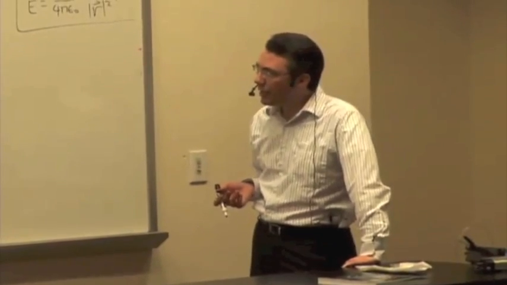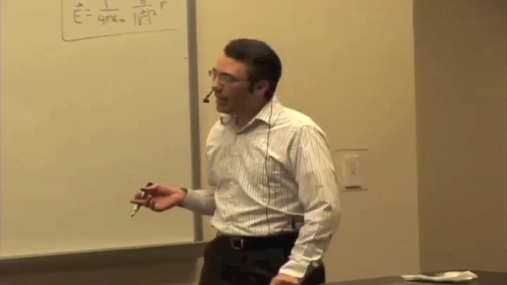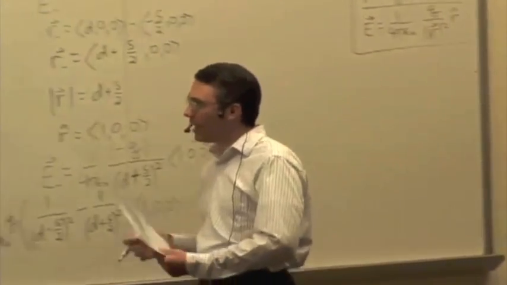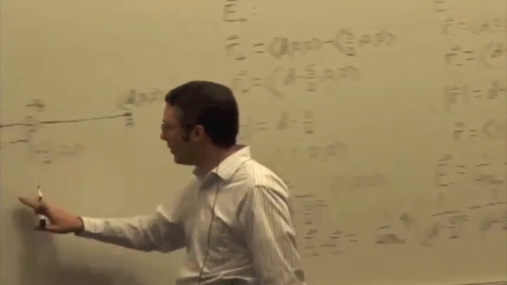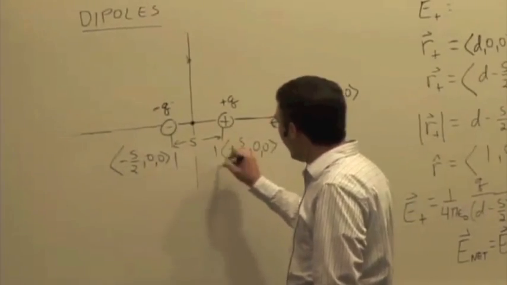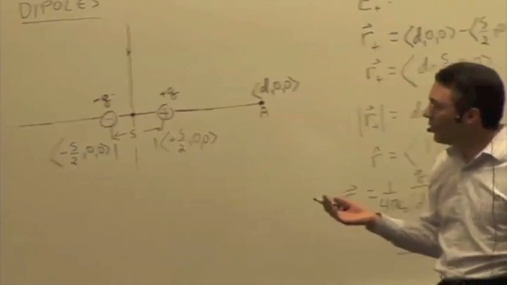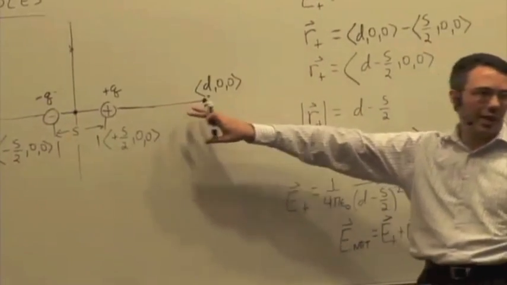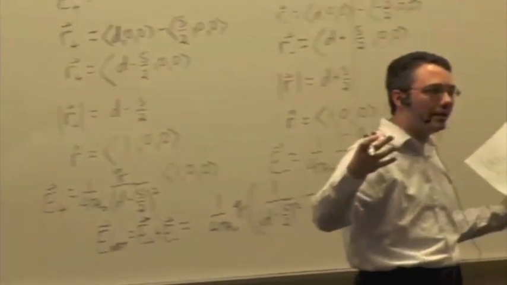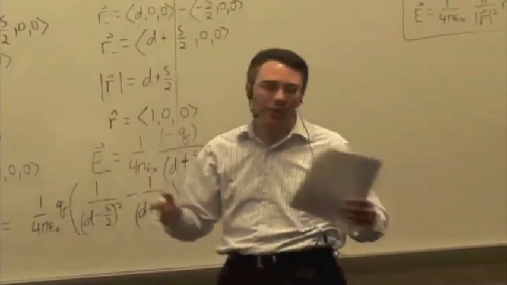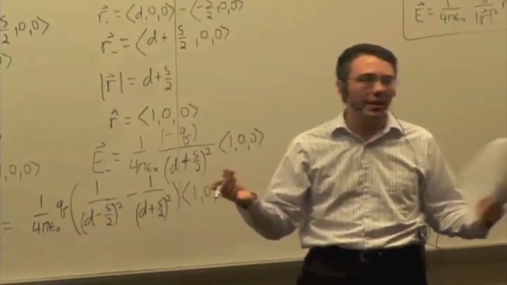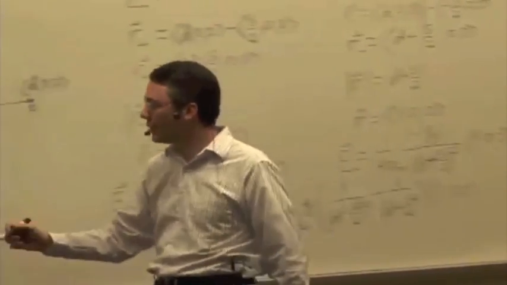So I'm going to do a little bit of simplification, and then I'm going to make an approximation. And the approximation we want to make is this. Typically, when we're dealing with dipoles, we're dealing with situations where the distance to the observation location is a lot larger than the separation of the two charges, okay?